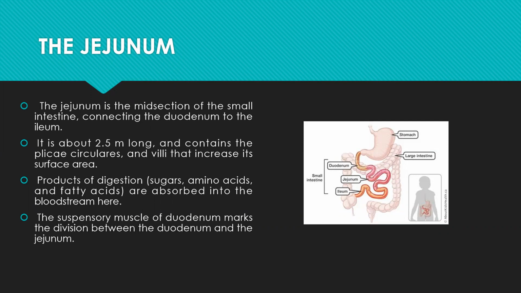Clear? You will call it the jejunum, and it's about 2.5 meters long and contains the plicae circularis and the villi that increase its surface area. As it's the middle part, it mainly consists of the villi, and because of the presence of the villi in the jejunum, the surface area increases. And this villi is not present in the duodenum.